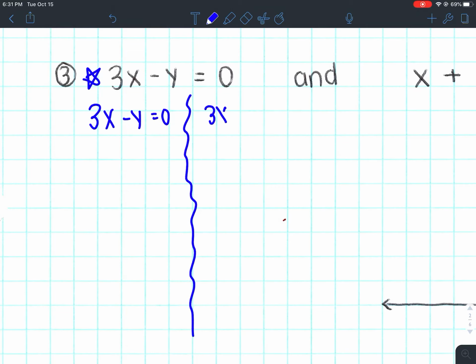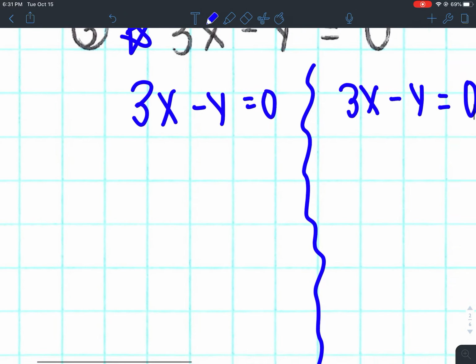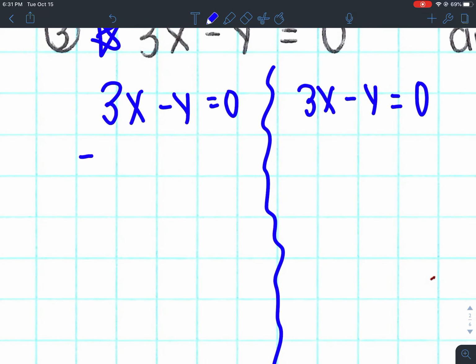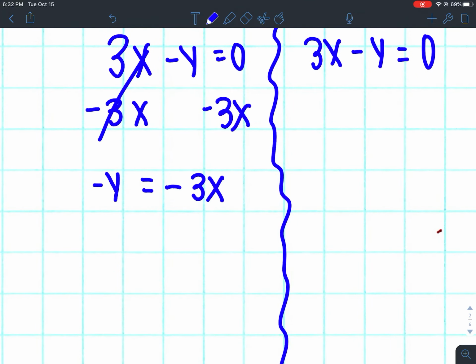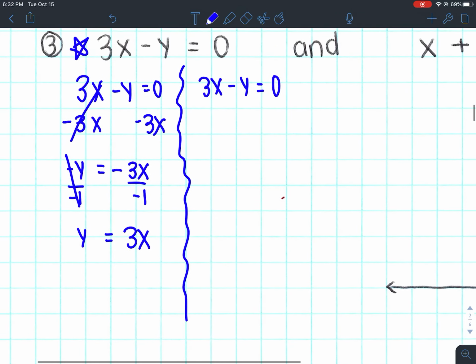So 3x minus y equals 0. I'm going to go on the left, and I'm going to do the way that you would typically do. You want to get y by itself, so first you subtract 3x on both sides. -y equals 0 minus 3x, which is just -3x. Then you divide everything by -1. -1 divided by -1 is 1, so it cancels. -3 divided by -1 is +3, and so we have y equals 3x.